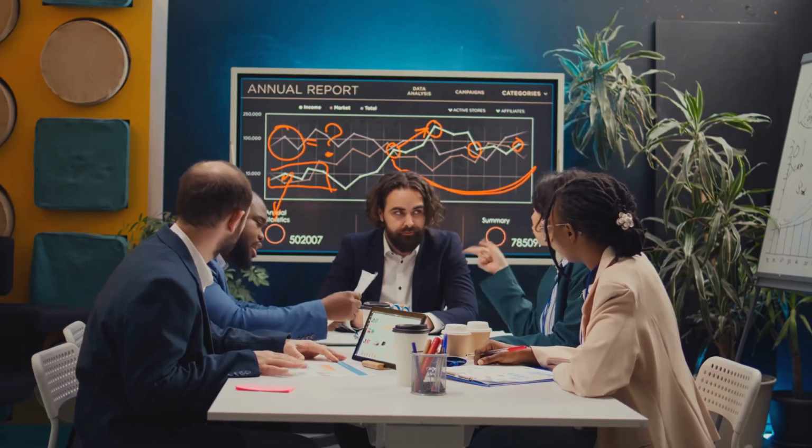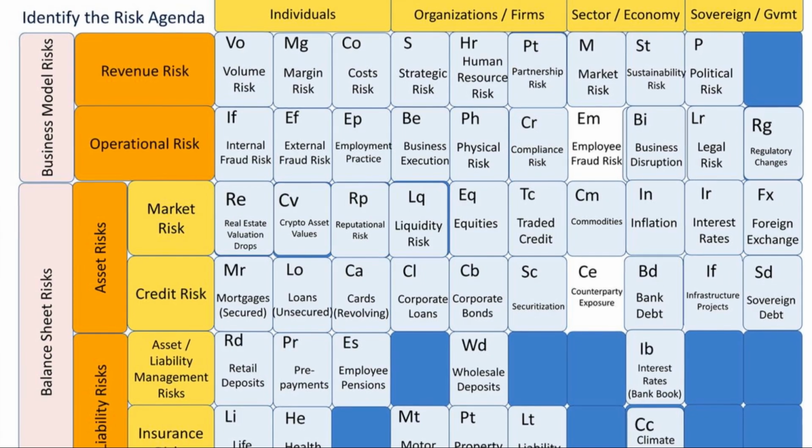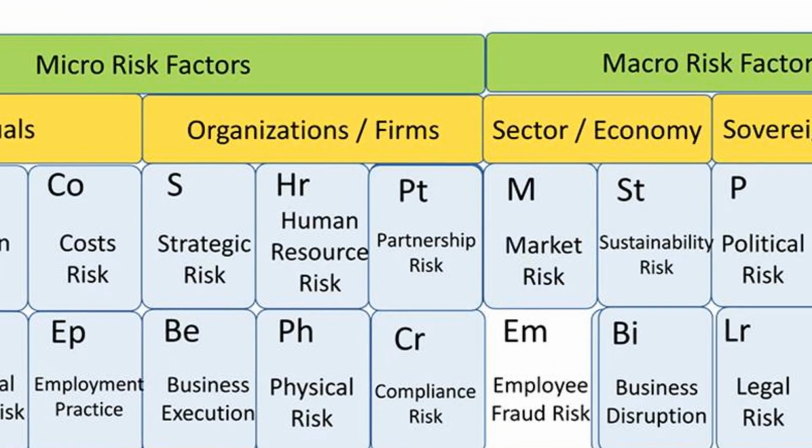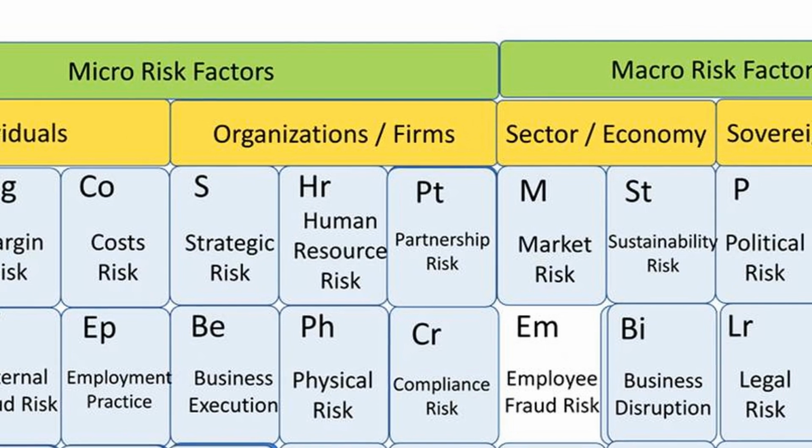Then there's strategic risk. Is the bank making smart decisions for the future? Are they keeping up with the competition? Bad strategy can be costly in the long run. Finally, we have external risk. Think natural disasters, economic downturns, and even pandemics.